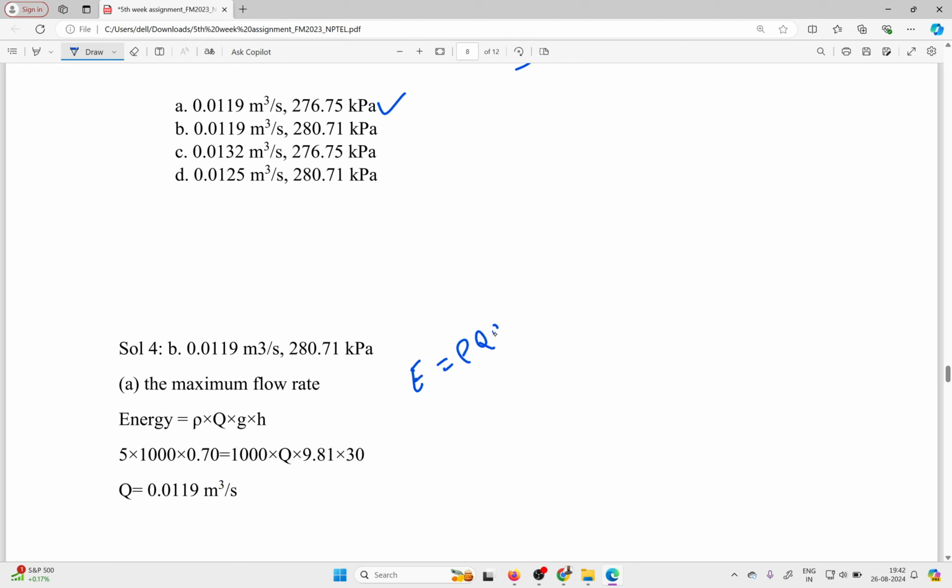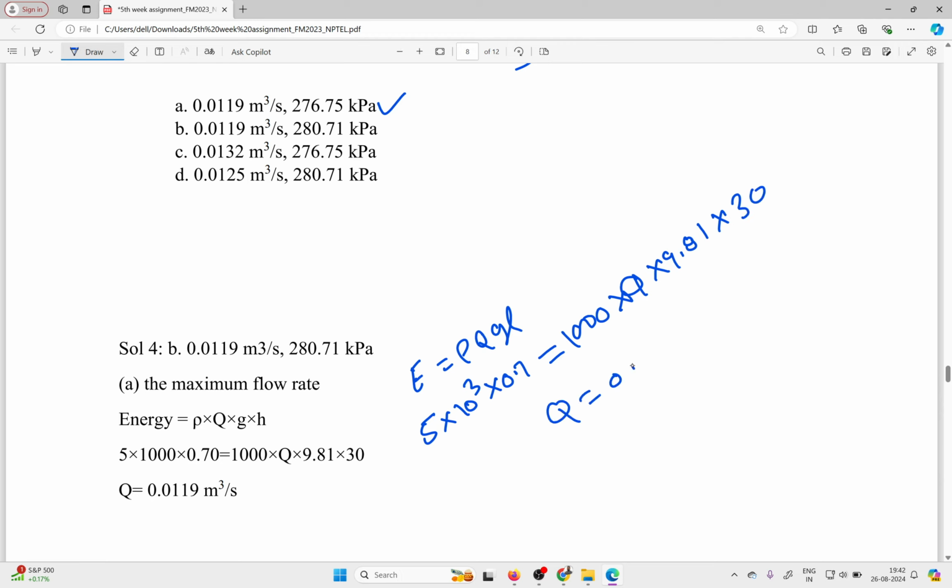Rho Q g H. So the power is 5 kilowatt, that is 5 into 10 to the power 3, and 70%, that is 70 by 100, so 0.7. It will come 0.7 equal to 1000 into Q, which you need to calculate, into 9.81 into 30. So you will get Q equal to 0.0119 meter cube per second.